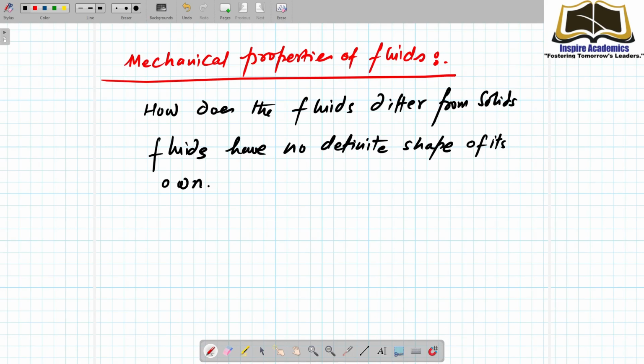Suppose you have some water, right? If you put it in a glass, it will take the shape of the glass. You put it in some other utensil, it will take that shape. Yes or no? समझ रहे? But in case of solids, they have a very definite shape and dimension. जैसे chair है, table है, they have a definite shape. Okay, they come in the category of solids. Clear?